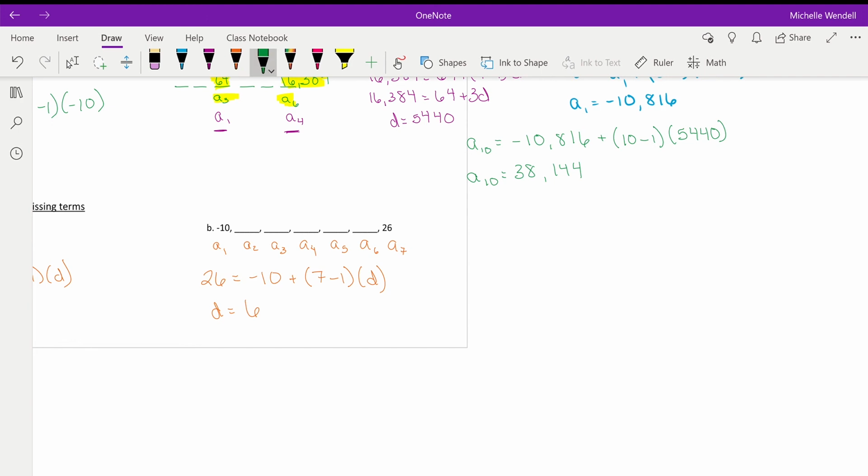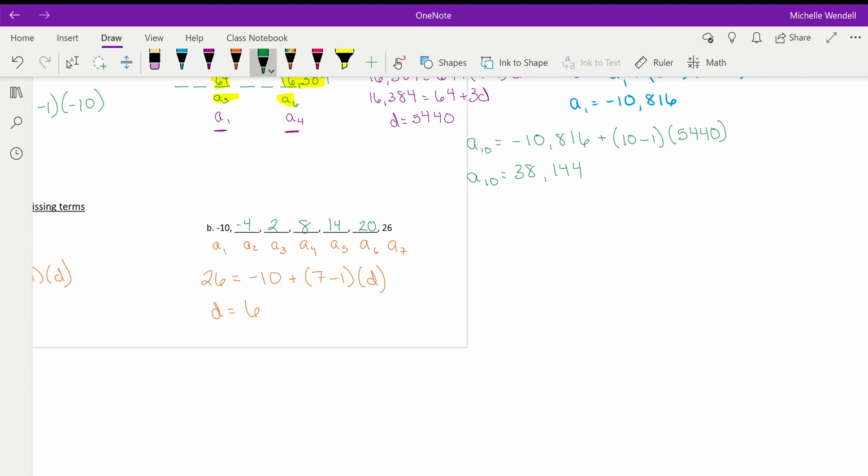So negative 10 plus 6 is going to be negative 4, then 2, 8, 14, 20, and then ends with 26, which would be a way to check your work. Okay, plug in, find all the missing things, plug numbers back in. Do you end up where you're supposed to end up for that specific term number?